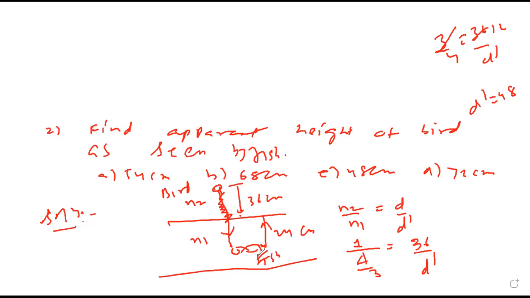So from the fish it will be 24 plus 48. Therefore the apparent height will be 48 from the surface and 24 from the fish to the surface. So total it will become 72. This is the answer.